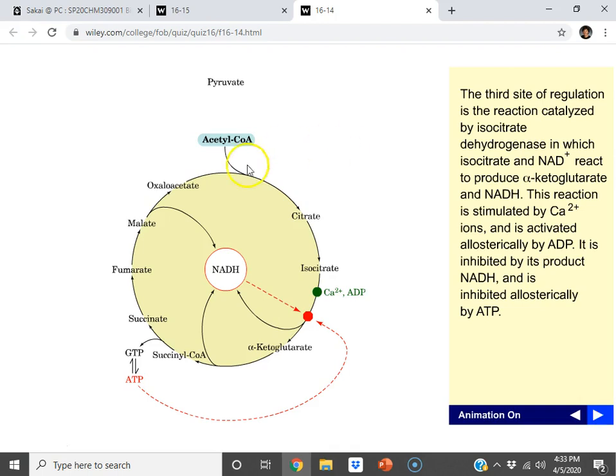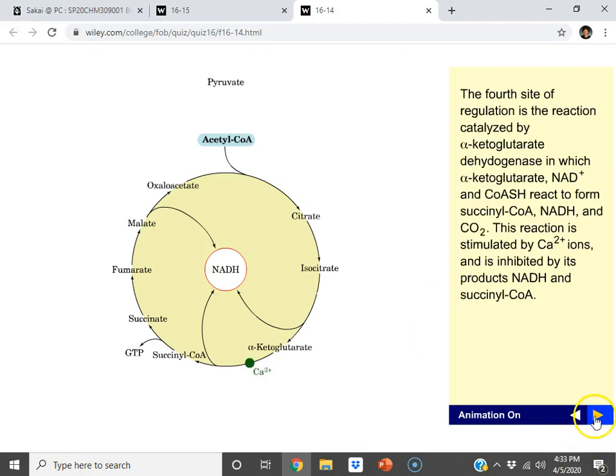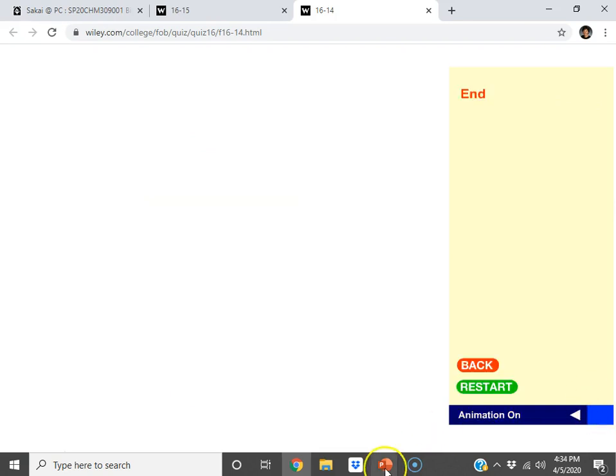So here, shown in blue, calcium and ADP, and they're shown in green. So the inhibitors are shown in red and the activators in green. Calcium and ADP stimulate the enzyme. Again, those 2 substances indicate that the cellular energy status of the cell is low and that energy is needed. And then the 4th site of regulation, the alpha-ketoglutarate dehydrogenase. So we have NADH and succinyl-CoA act as inhibitors, and calcium is an allosteric activator. Okay, so let's go back to the PowerPoint.